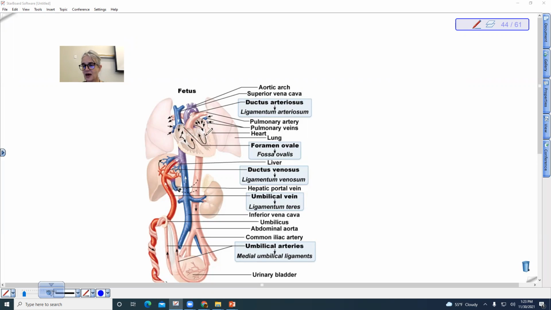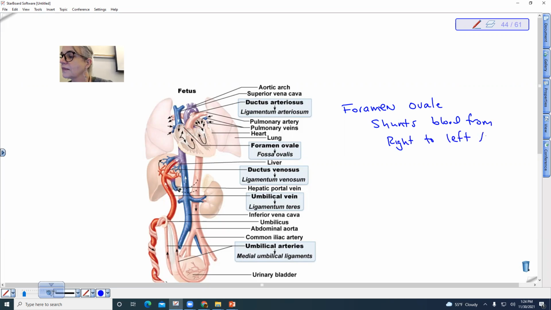So we have an interesting structure in the fetal heart, which is called the foramen ovale. The foramen means a hole, and it's oval in shape. This actually shunts the blood from the right atrium to the left atrium, and it prevents it from going to the lungs. So this is a bypass. It bypasses the lungs.